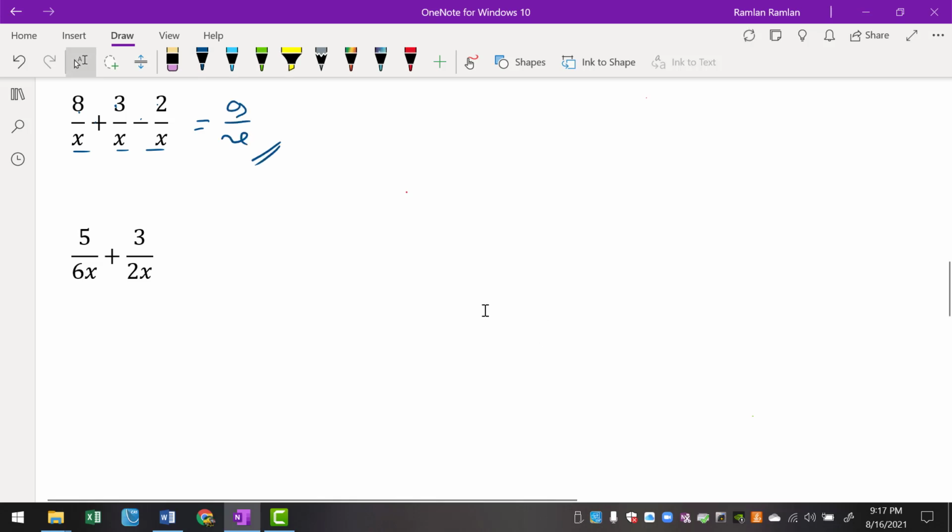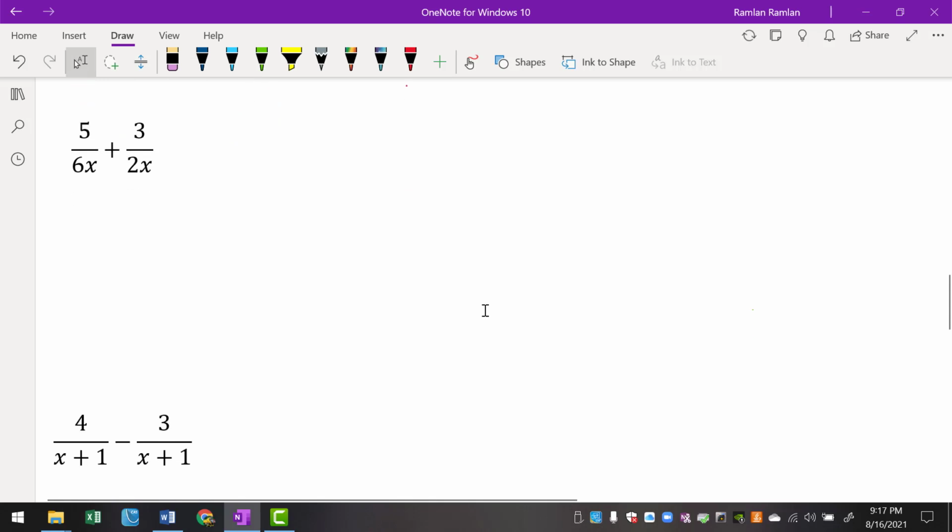Pretty easy. Okay, the next one is this one, 5 over 6x plus 3 over 2x. So actually you can do it with cross multiplication, or you can just find the LCM of 6x and 2x, which is 6x. Right, so 6x becomes 6x by just multiplying by 1, right?